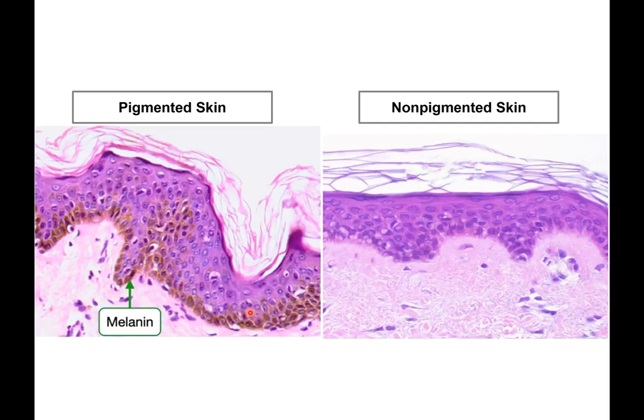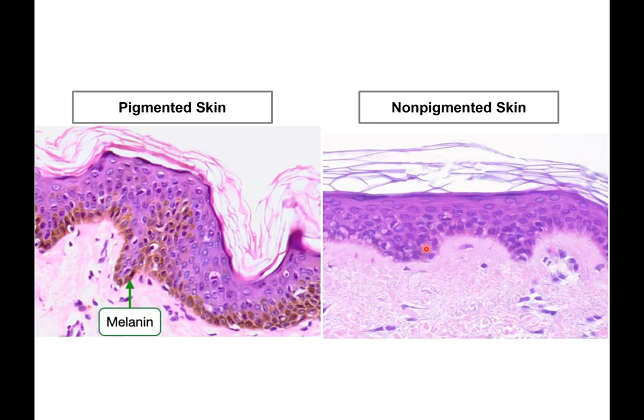In the photomicrograph to the right, we have non-pigmented skin, which is characterized by an absence of melanin in its stratum basale. Now, the less melanin present in the stratum basale, the less pigmented and thus the lighter in coloration the skin appears.